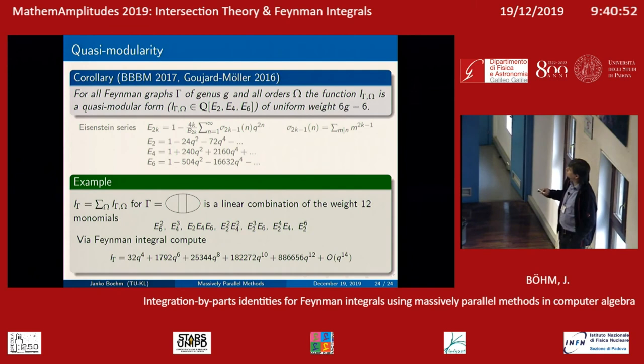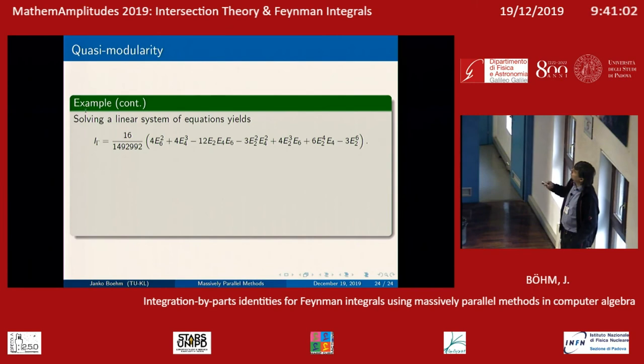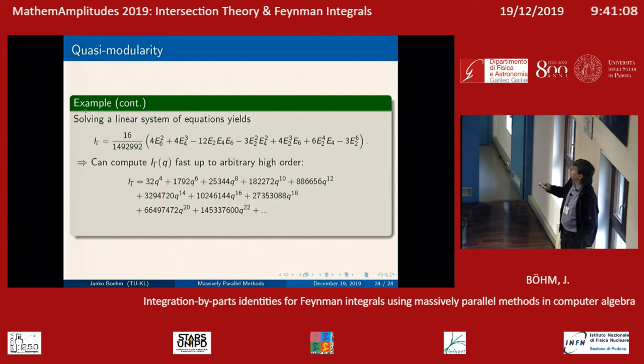So what we do is, with our massively parallel method, we compute this generating series to high enough order. Then we solve a linear system of equations to write the generating series in terms of the Eisenstein series. And then you can compute that thing to arbitrary high order, because you have kind of a recursion for your coefficients. Yeah, you just evaluate this element.